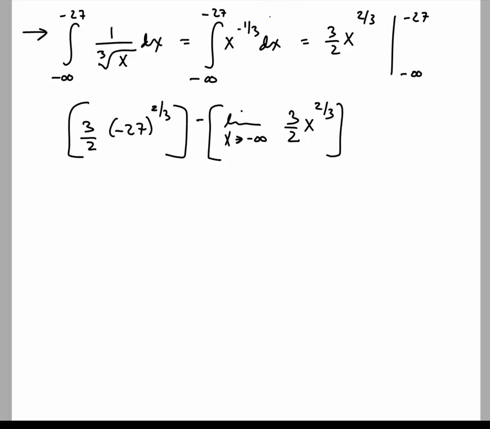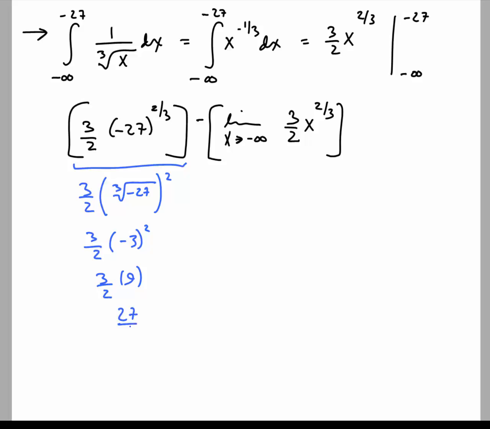So for my first piece here, I have 3/2. Now this was a big deal on the test. A lot of people missed simplifying an expression like this. What you need to do is take the root first. The 3 in the denominator means cubic root. So if you wanted to think about it, this is the cubic root of negative 27, and then it's squared. The cubic root of negative 27 is negative 3, squared. So I have 3/2 times 9, and 9 times 3 is 27/2.